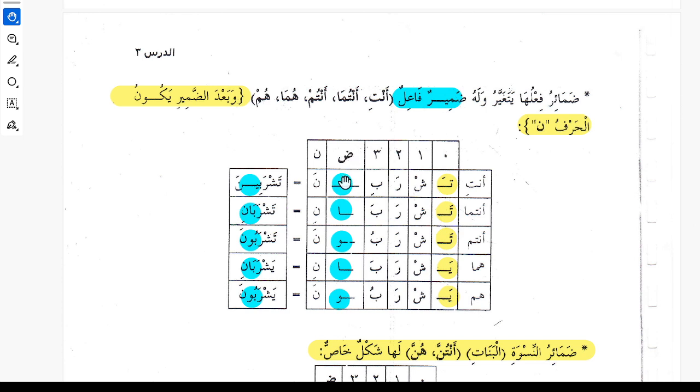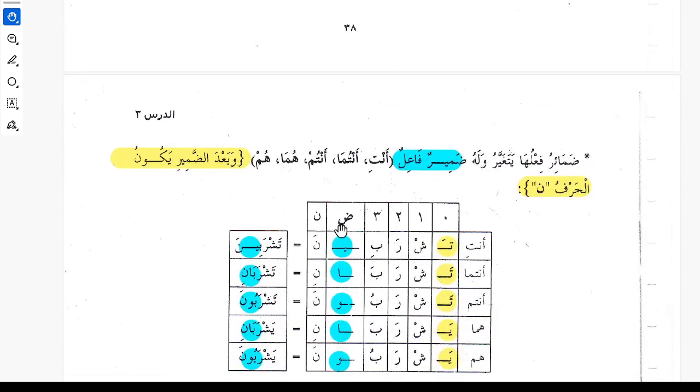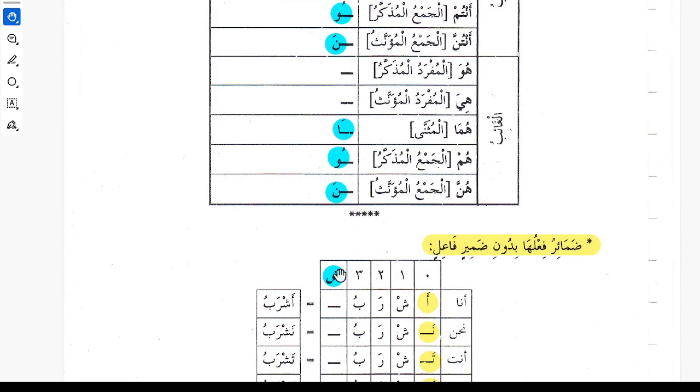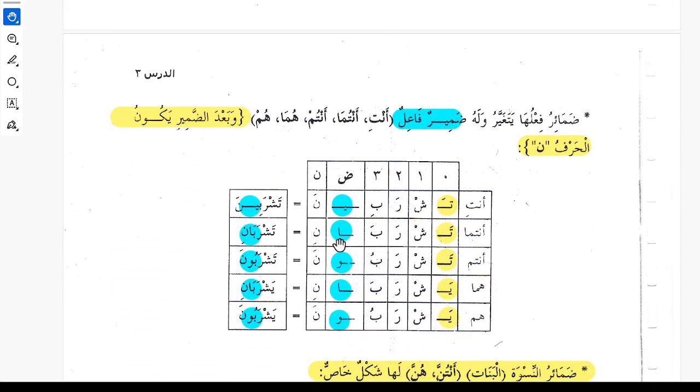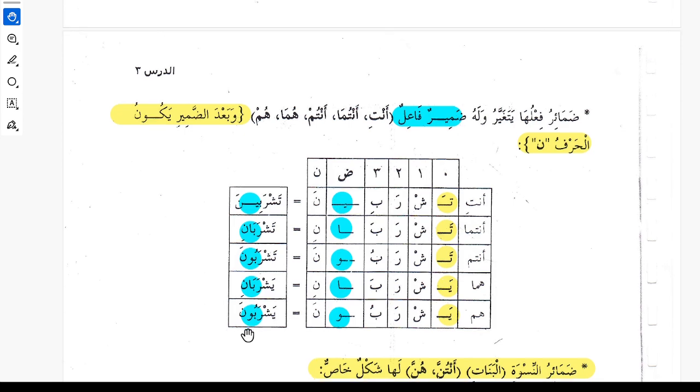So in other words, for these forms the noon is added, and the visible pronoun is these letters coming from here. So anti tashrabina means you, feminine, you drink. Antuma tashrabani can be masculine or feminine, you both drink. Antum tashrabuna, you all drink. Huma yashrabani, they both drink. They both can be masculine or feminine. Hum yashrabuna, they all drink.